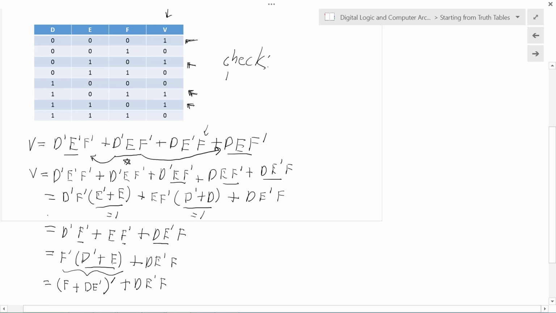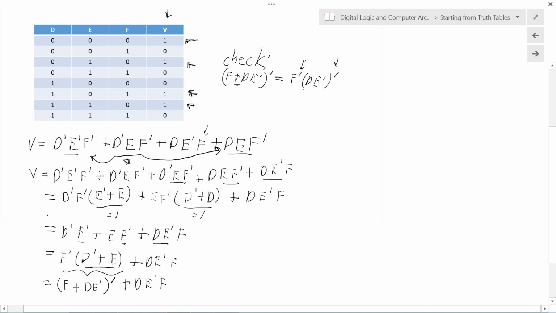So we have F ORed with D E prime, and then we prime that. So let's first distribute the prime to the internal terms. So we get F prime ANDed with (D E prime) prime. So this OR changes to an AND, and we distribute the prime here and here to the two internal terms.